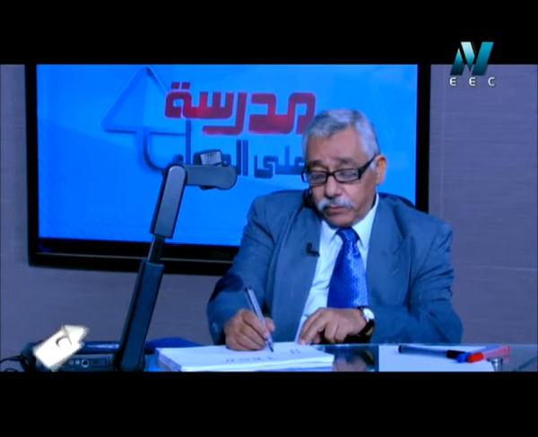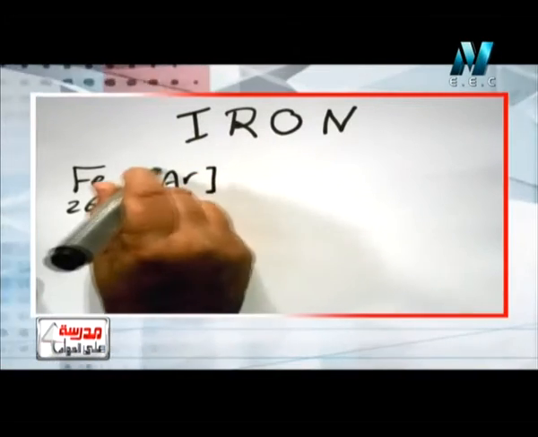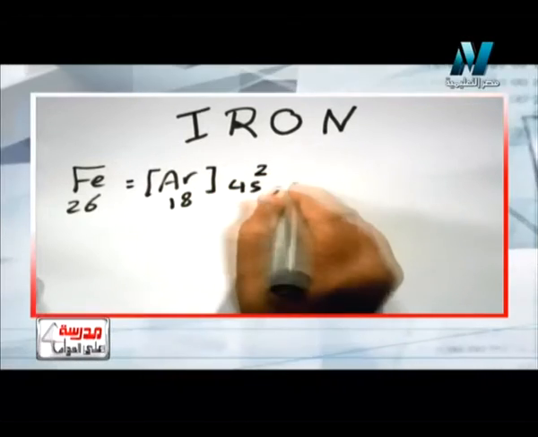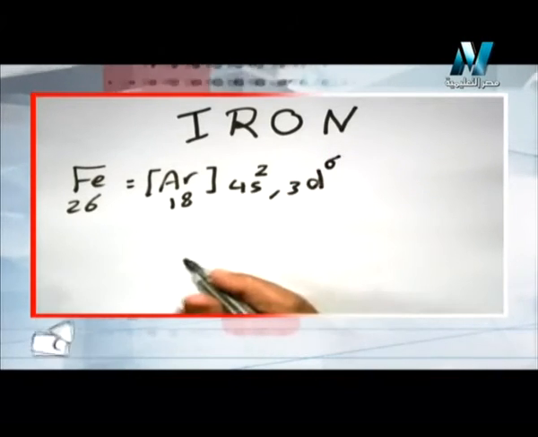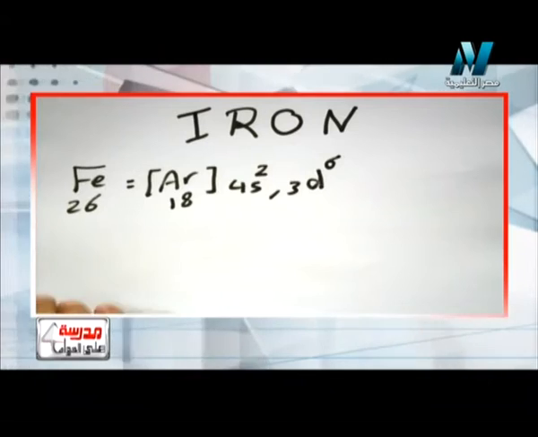We know that iron atomic number is 26. According to the electronic configuration: argon 18, 4s2 and 3d6. So it has 6 electrons in the sublevel 3d.